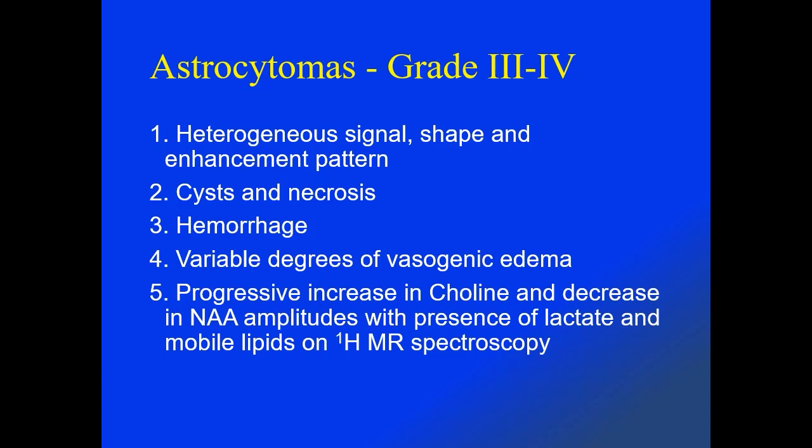Higher grade astrocytomas demonstrate more heterogeneous cellular intensity and characteristics, with ill-defined margins and variable enhancement pattern. They are likely to demonstrate certain areas of necrosis and hemorrhage with variable degrees of vasogenic edema. On MR spectroscopy, higher grade astrocytomas typically demonstrate elevated choline concentration with decreased NAA and may show lactate consistent with anaerobic metabolism and mobile lipids consistent with necrosis.